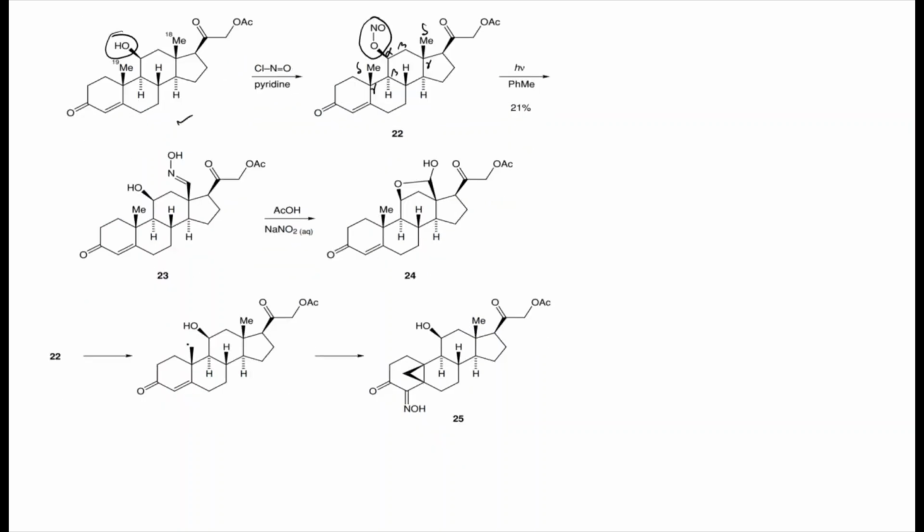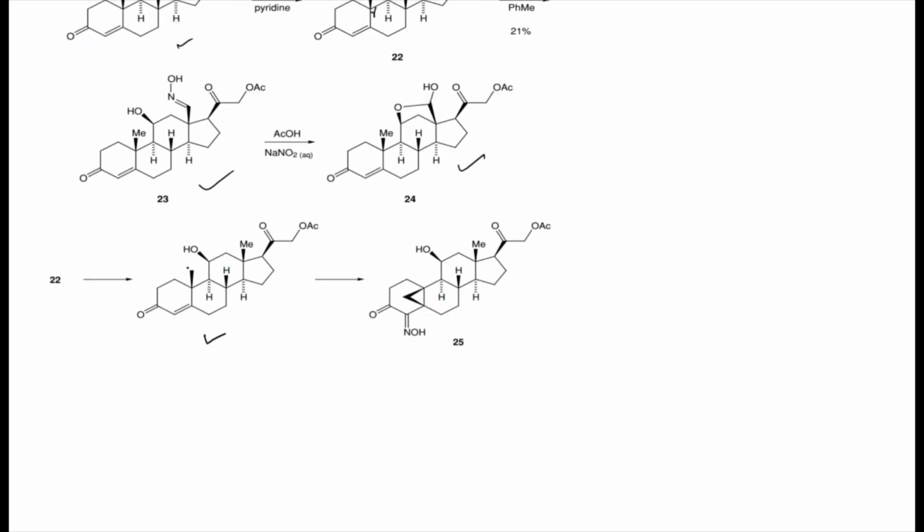Now if this proton is abstracted, then the corresponding product is this. And if this proton is abstracted, then the corresponding product will be this. Now here this radical will attack this carbon, and then the nitroso compound is formed. So then the NO radical will attack at this carbon, and the corresponding oxime will be formed.